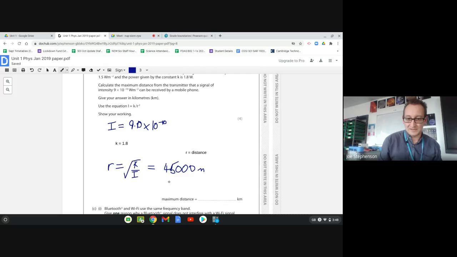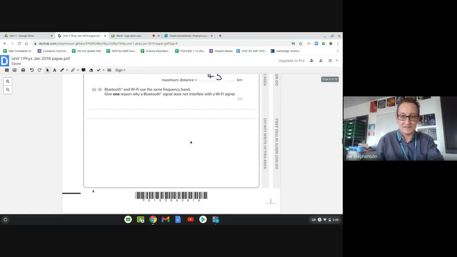And then you just need to divide it by 1,000, and it will give you exactly 45 kilometers. So your answer is 45 kilometers. Again, you've got the mark scheme for this, so just have a look back through, make sure you know where these answers have come from, and be comfortable with that aspect.